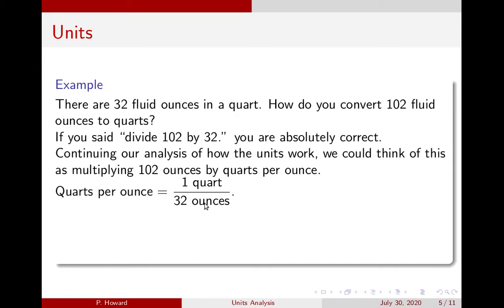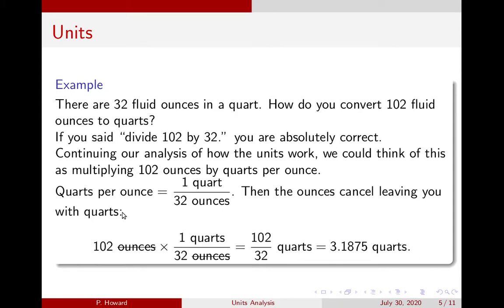So let's write out the equation showing the calculation with all the units. Okay, we have 102 ounces multiplied by 1 over 32 quarts per ounce. The ounces will cancel, and the final answer will be in quarts. This will be 102 over 32 quarts, or 3.1875 quarts if you do the division on a calculator.